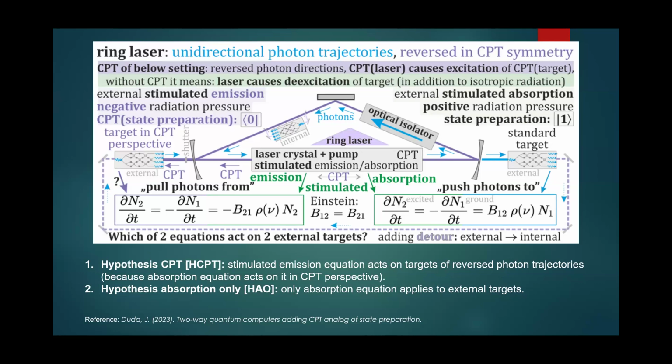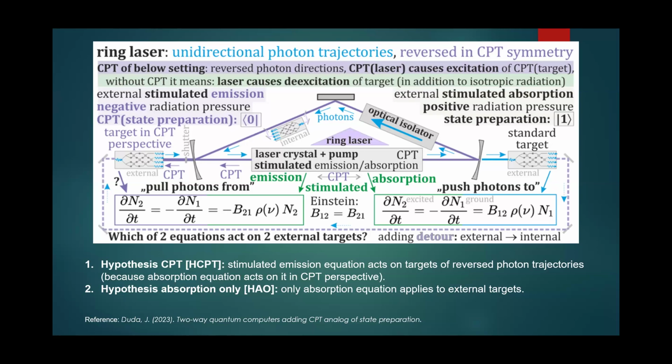The blue arrows represent the photon path traveling from the ring laser through the optical isolator to the right target. The purple arrows show the CPT symmetric perspective, where photons appear to travel in the reverse direction. On the right, we have positive radiation pressure associated with standard state preparation, and on the left, negative radiation pressure linked to CPT.